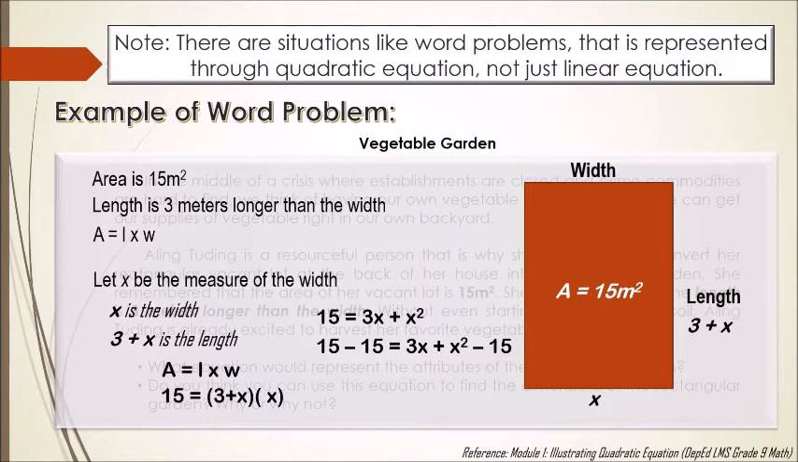Solving it further by addition property of equality, we add negative 15 on both sides of the equation. Therefore, we have 0 equals 3x plus x squared minus 15. Pag sinimplify natin ito, magkakaroon tayo ng standard form of quadratic equation, x squared plus 3x minus 15 equals 0. So, yung tanong na una kanina ay nasagot na. At sa pangalawa, I think ang sagot doon is yes. We can use this to determine the value of each dimension.